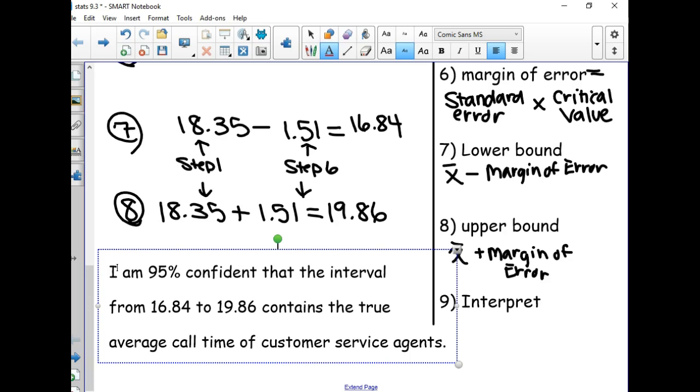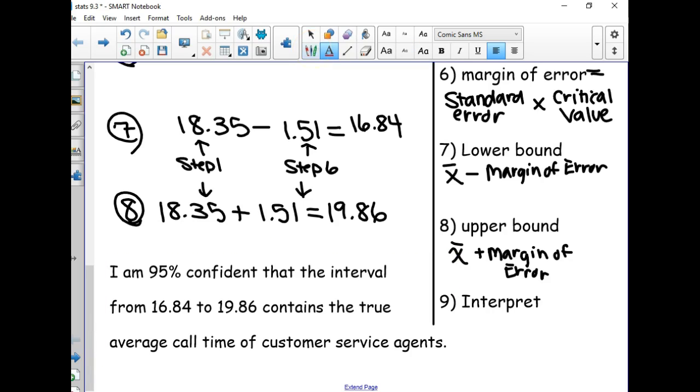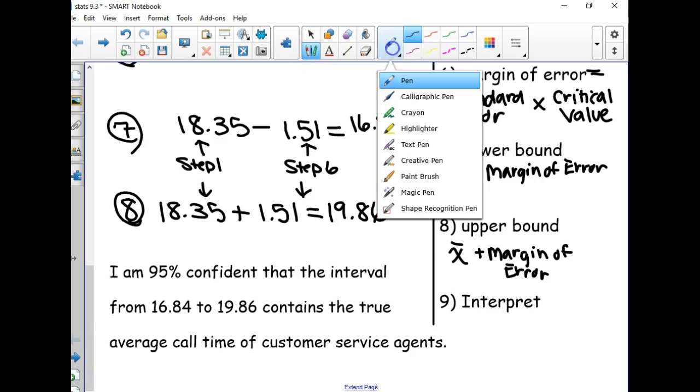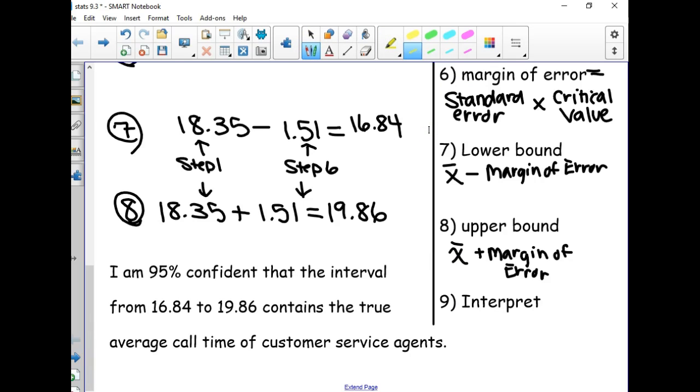I'm going to highlight a couple things. Why did I highlight those things? Yeah, those are fill in the blank. Okay, your confidence level may change. Your lower bound and your upper bound will for sure change. And then the last part is what comes from the problem. What are you trying to figure out? So it needs to be in context.